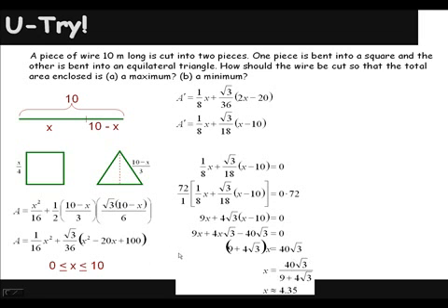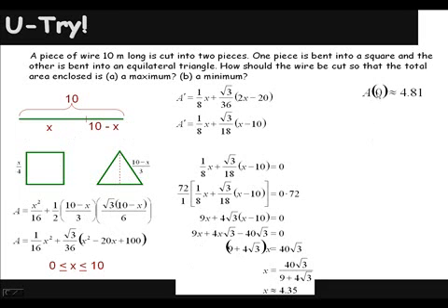Now I just need to see which one gives me a min, which one gives me a max. So I basically have three choices. If I don't cut it from the left side, I'm going to make all of a triangle. If I don't cut it from the right side, I'm going to make all of a square. And if I cut it when x is 4.35 meters, I'm going to make a triangle and a square. So let's see what we get.